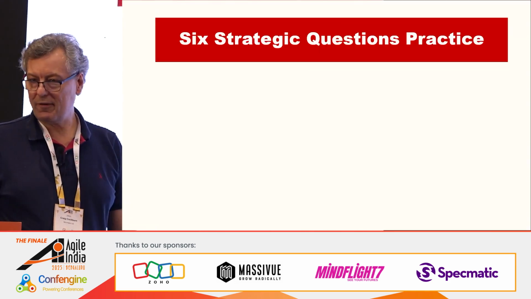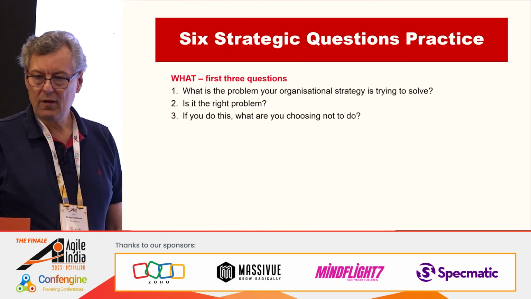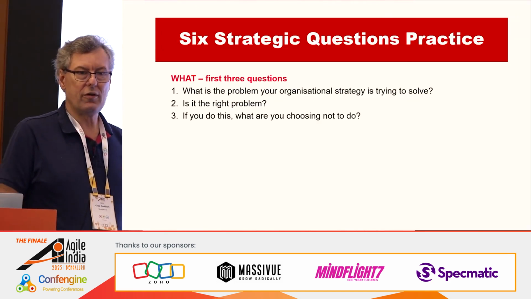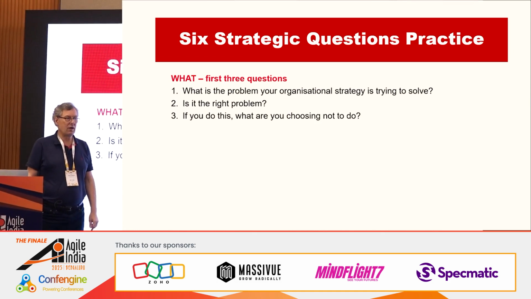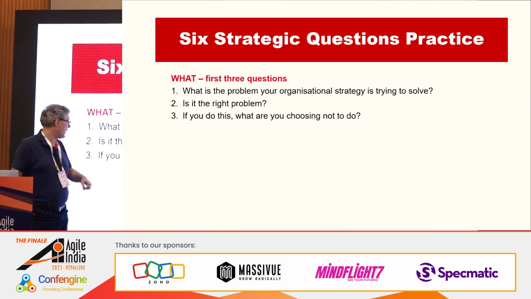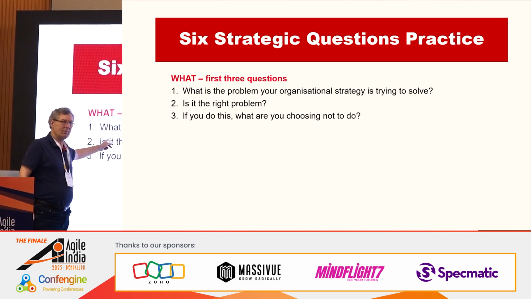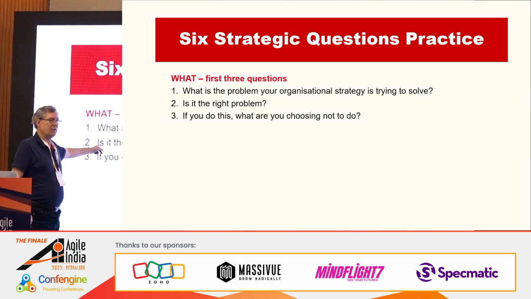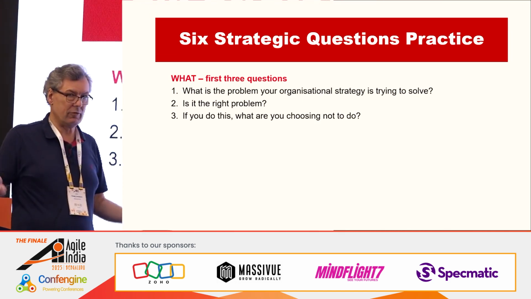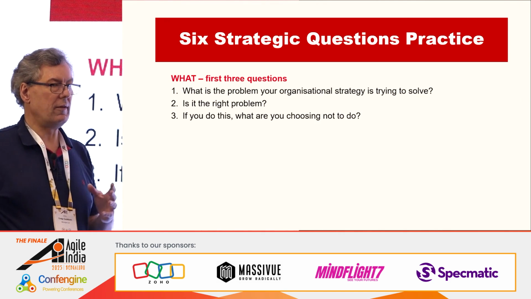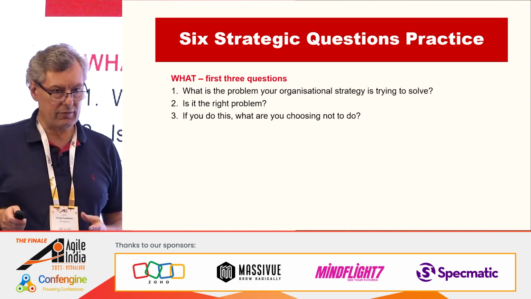A little bit of practice now. To you, what is the problem your organizational strategy is trying to solve? And then to think, is it the right problem? And if you do this, what are you choosing not to do? Because although you can do multiple things at once, often that leads to incompatibilities.